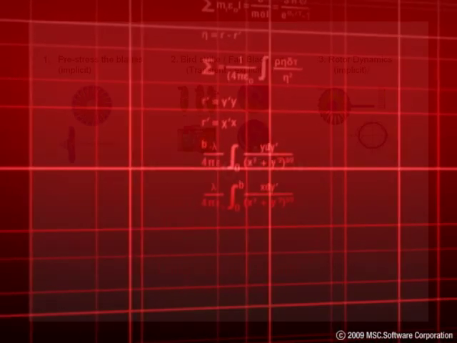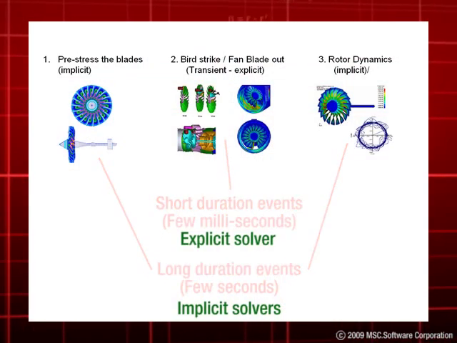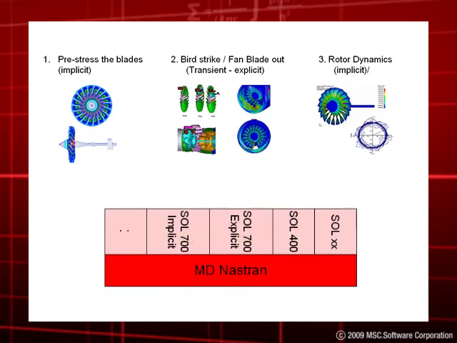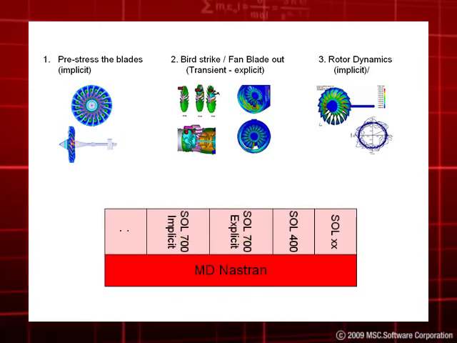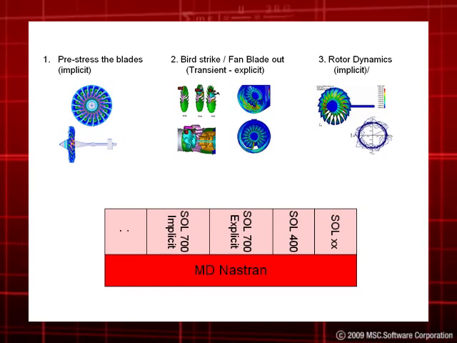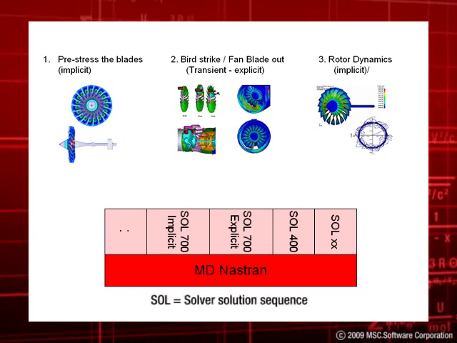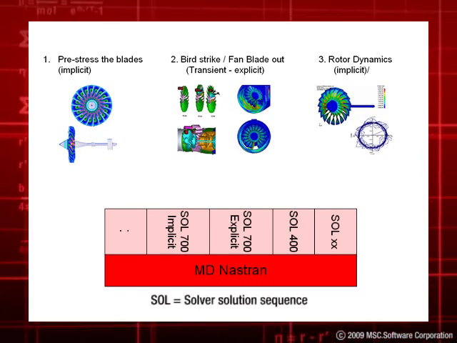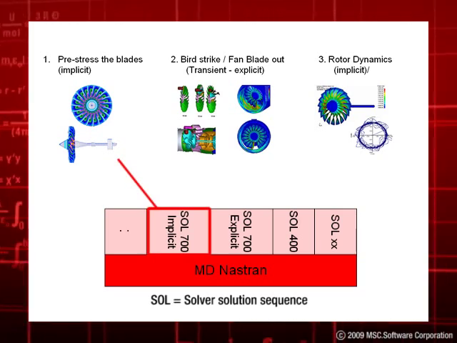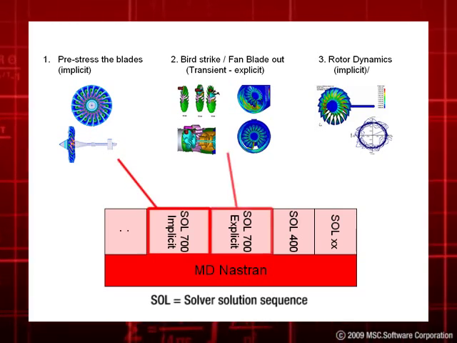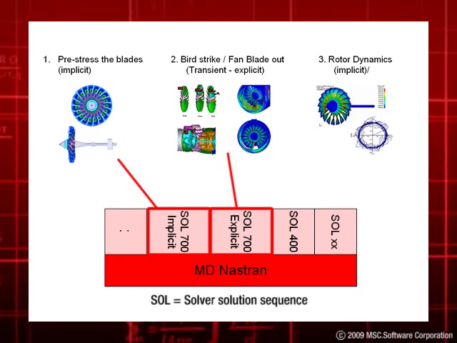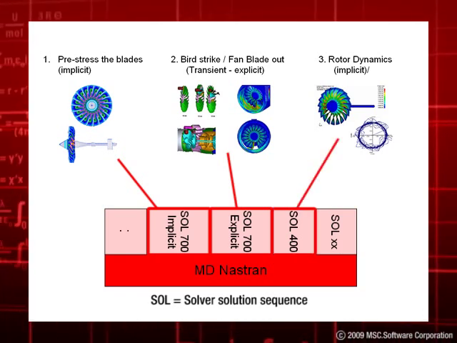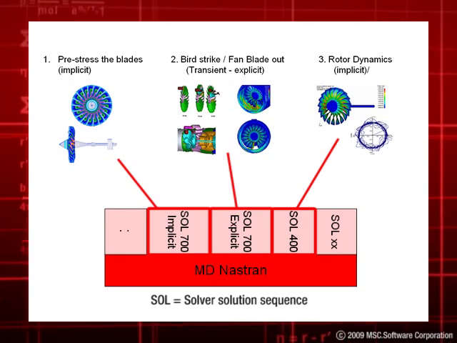MSC Software has resolved this issue by providing the ability to chain all these events in one modeling software. MSC Nastran leverages its implicit and explicit solutions. It uses its Solution 700 implicit solver for pre-stress analysis. Then, it uses Solution 700 explicit solver for the fan blade out or bird strike event, and finally, Solution 400 for the rotor dynamic simulation.